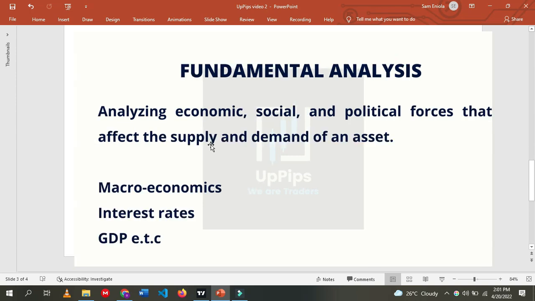So we have fundamental analysis. When we're talking about fundamental analysis, we are talking about analyzing economic data, social and political forces that affect the supply and demand of an asset. If you are used to the term economics, we're talking about macroeconomics, interest rate, gross domestic product. We're talking about import and export, things that affect the growth of a country, that affect the economy of the country.